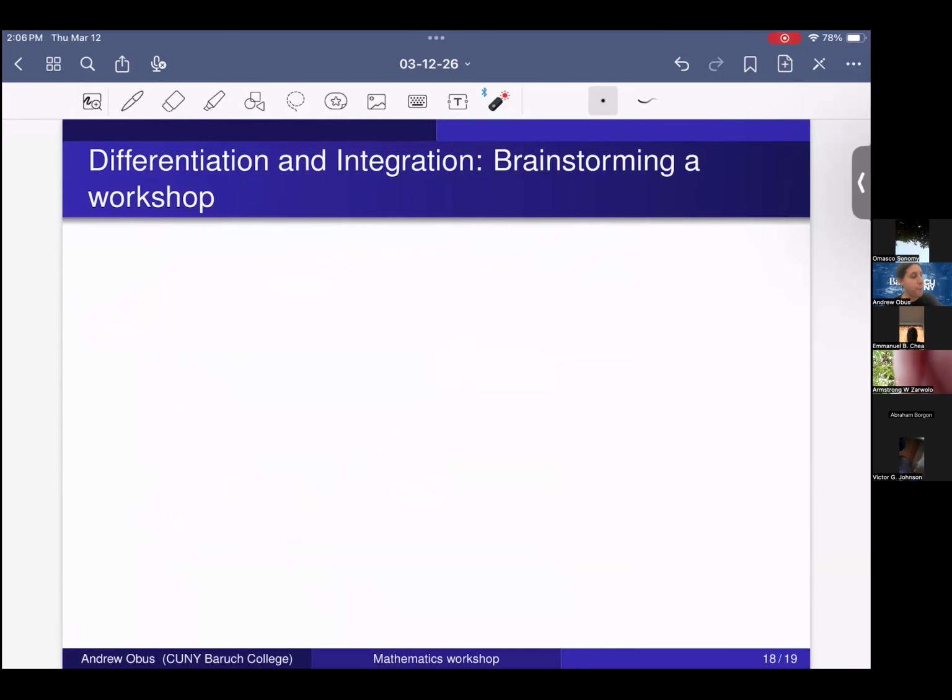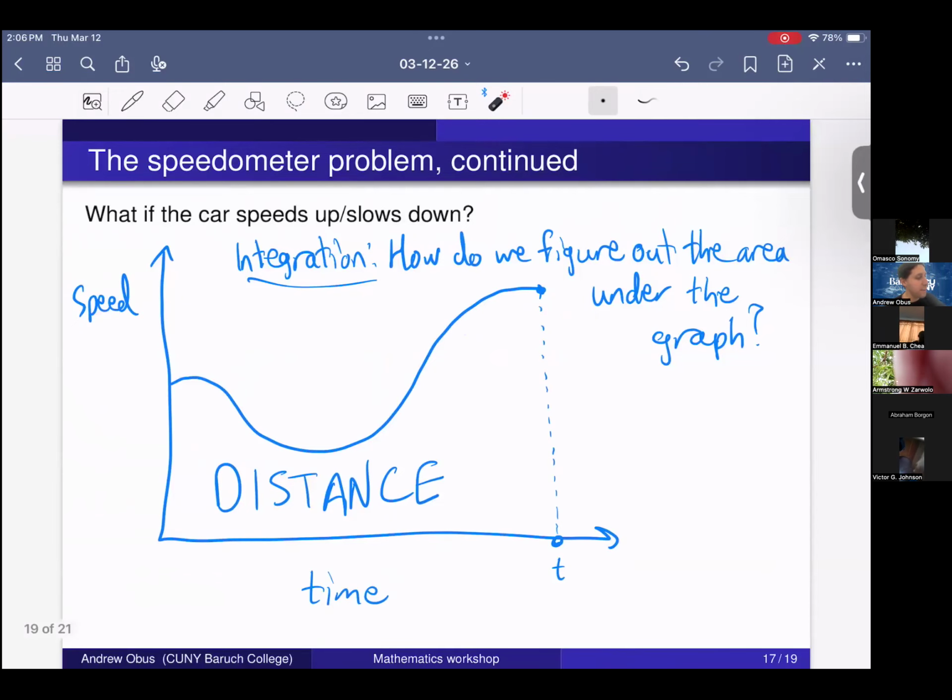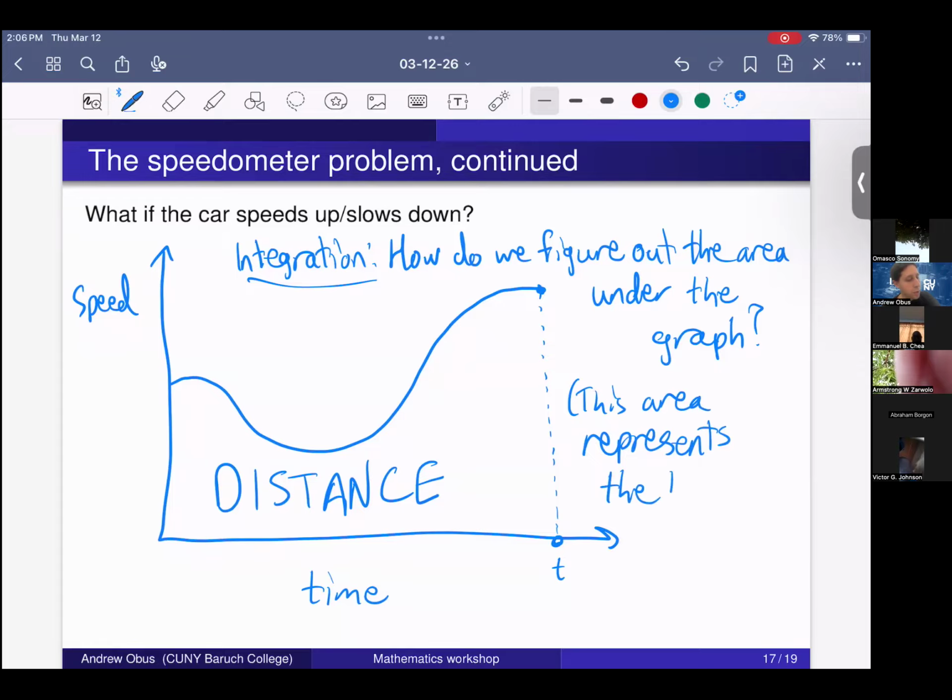Right, the area under the graph represents the total distance traveled. Yes, maybe I should say that specifically. So this area represents the total distance traveled.